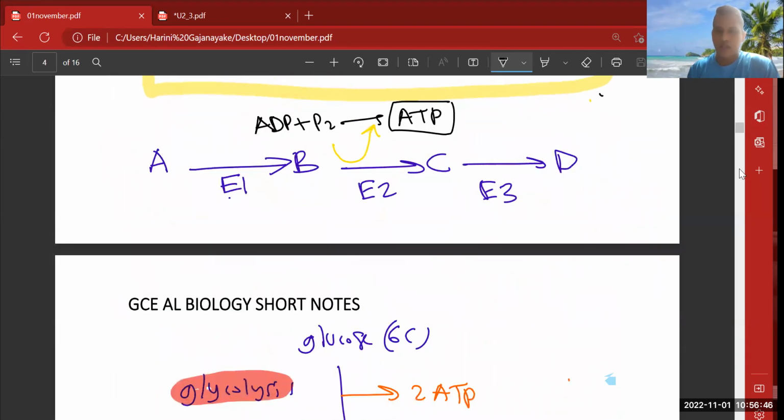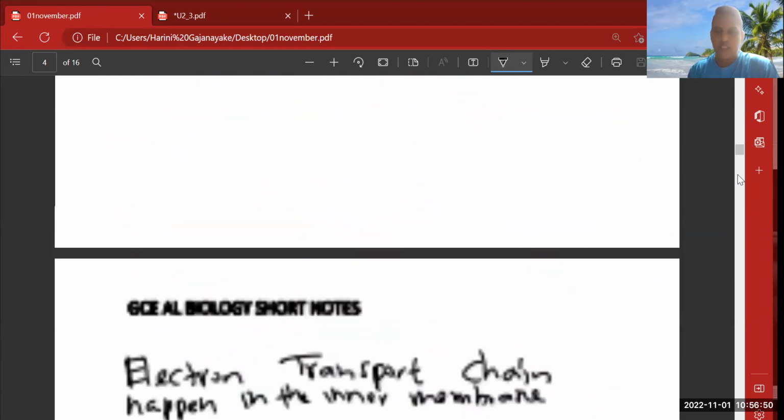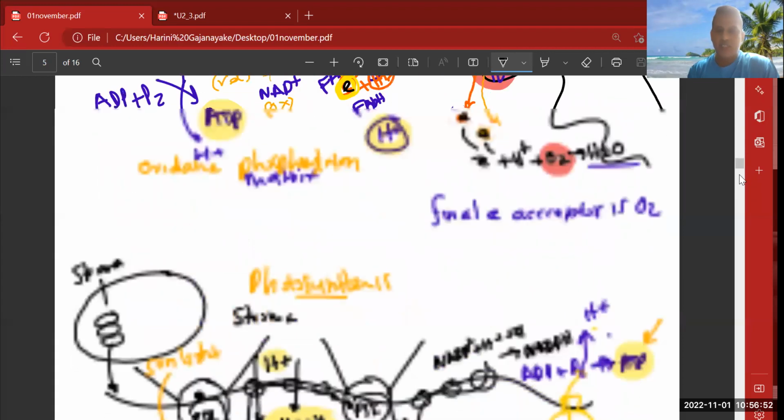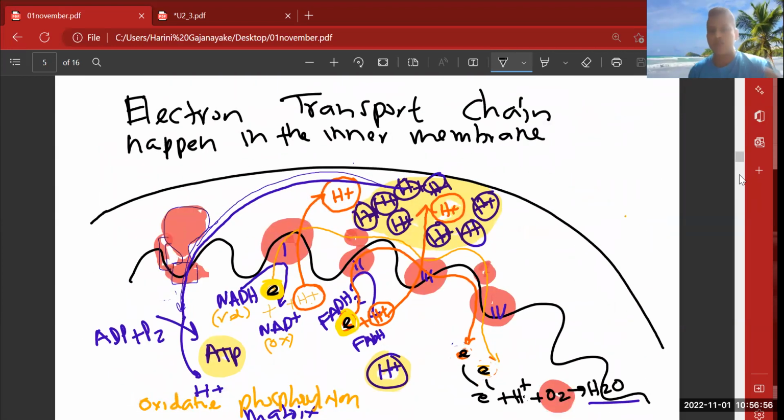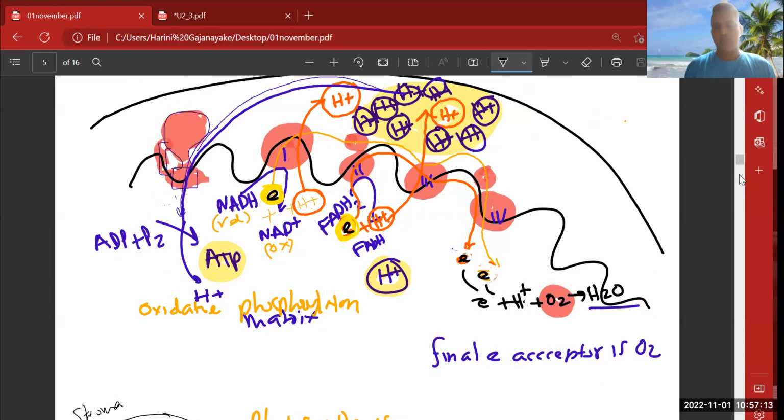So in oxidative phosphorylation, the NADH and FADH release their energy, and similar to the electron transport in the light dependent reaction, mitochondria use the same kind of method. So then hydrogen ions are pumped out, and this energy is used to make ATP by the ATP synthase complex. The final electron acceptor is oxygen.